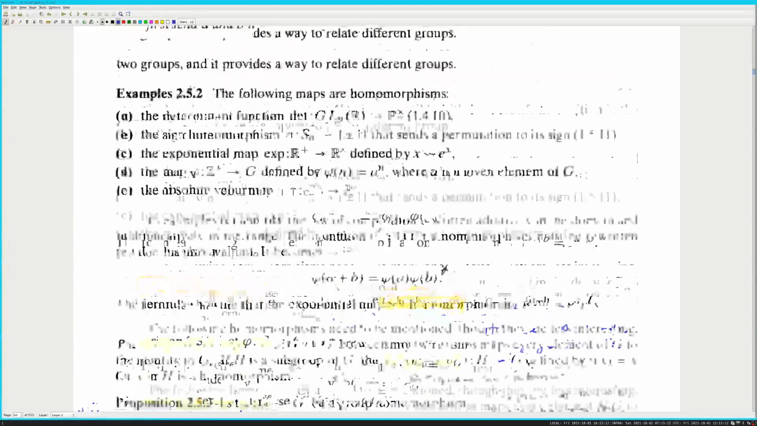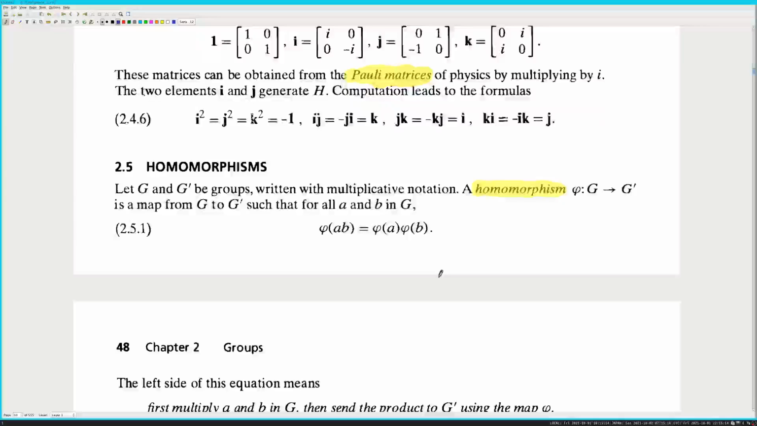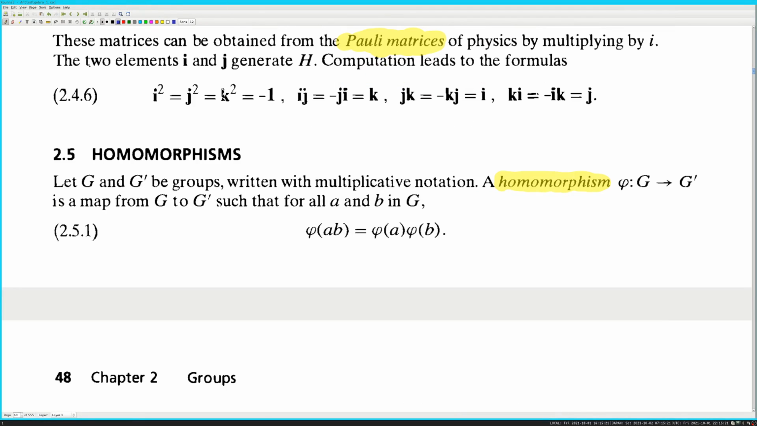So it's not a very long section, so we can just read it all the way through. Okay, let G and G prime be groups written in multiplicative notation. A homomorphism phi from G to G prime is a map from G to G prime.